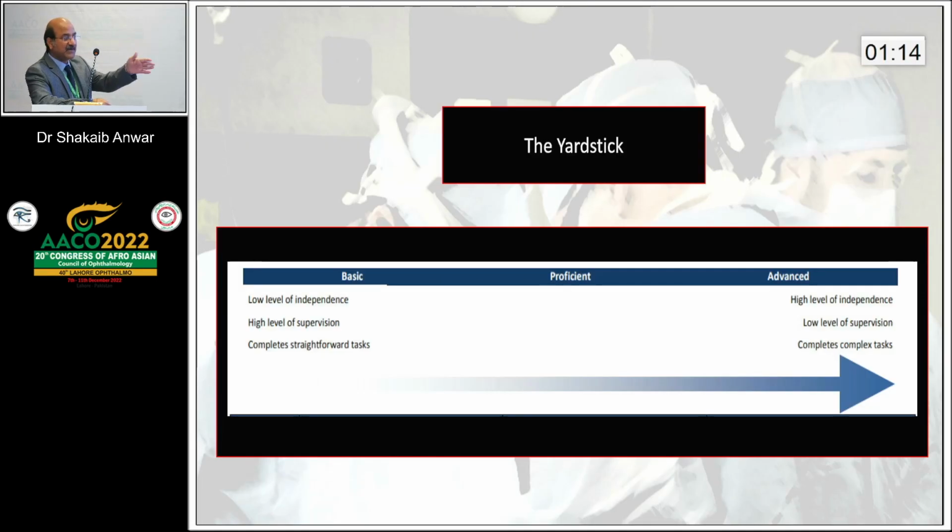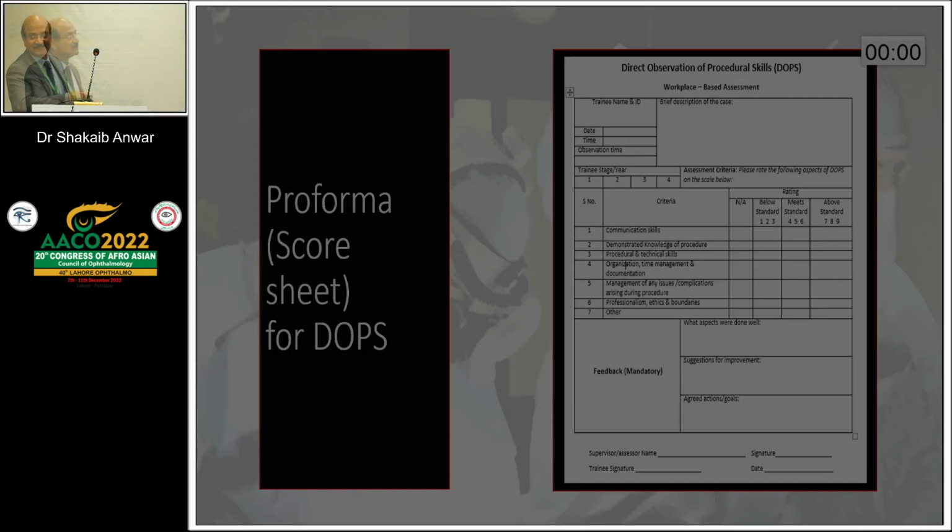Then the proficient is the one who is midway somewhere, and the advanced trainee is the one at the advanced level, in third year, fourth year, maybe final year, in which we take off the supervision, we keep it to the minimal, and we can give the trainee more advanced and complicated tasks. And at that stage, we make sure that we can trust him to be entrusted with complex tasks. All right.